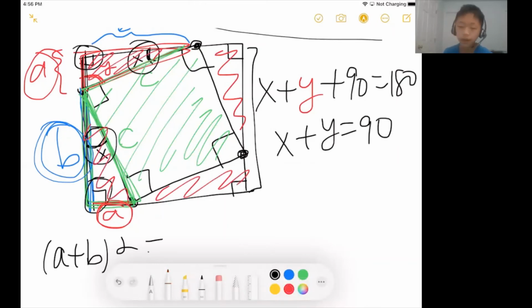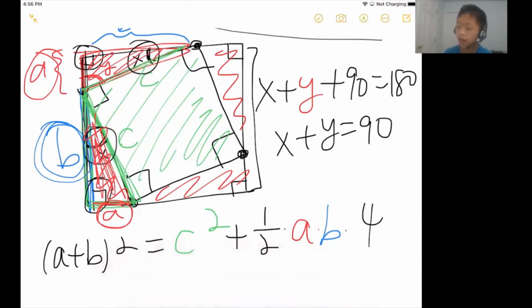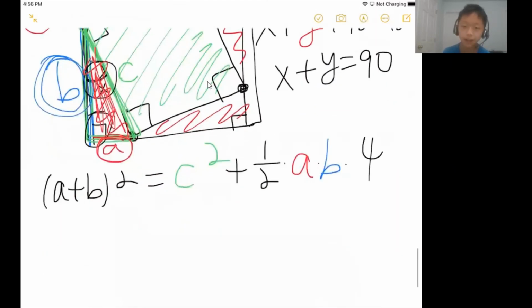So the area of the small square is going to be C squared, because the side length is C. And notice for each of these red triangles, the height is going to be B, and the base is going to be A. So the area of the triangle is 1/2 base times height, so 1/2 times A times B. And since we have 4 of these red triangles, we multiply by 4. So we have this equality.